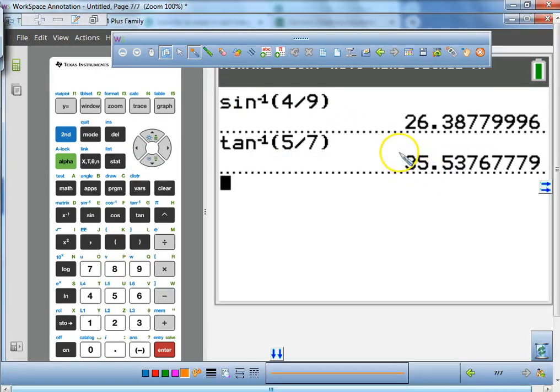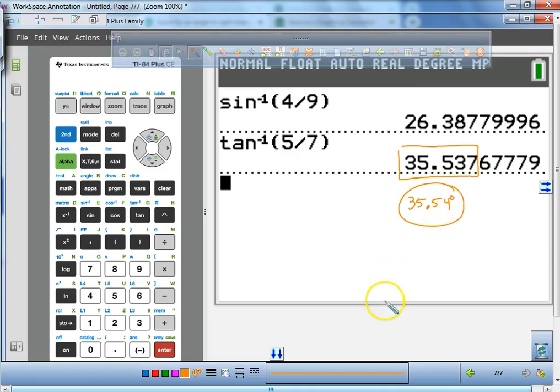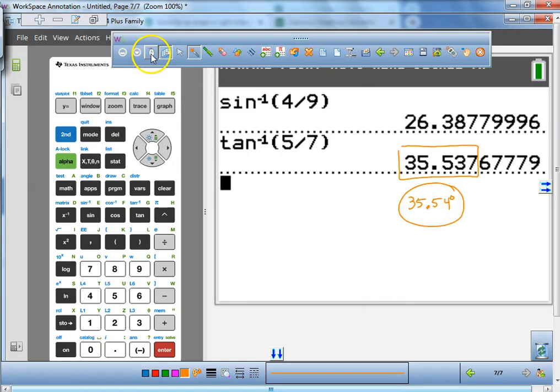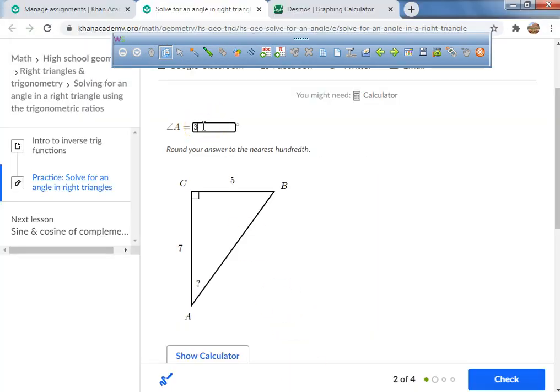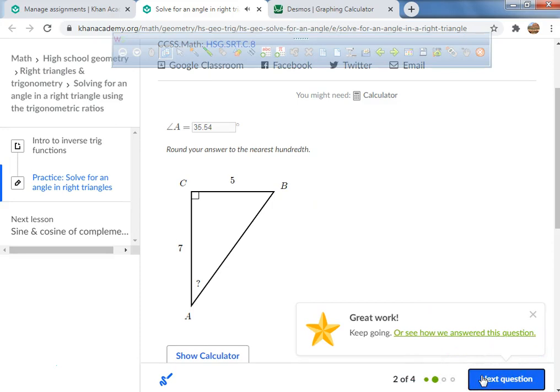Now this is where students will make a mistake. Remember, it's to the nearest hundredth. Does everybody see that number right there? So I'm going to have to do 35.5 what? 35.54 degrees. I had to round it up. Make sure you round to the nearest hundredth. And that's all you guys have to do.